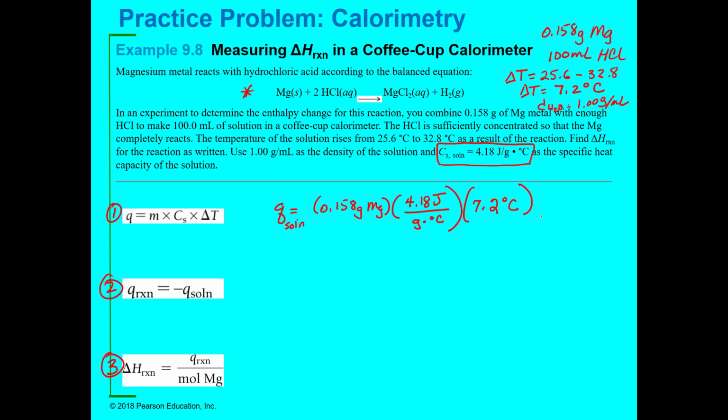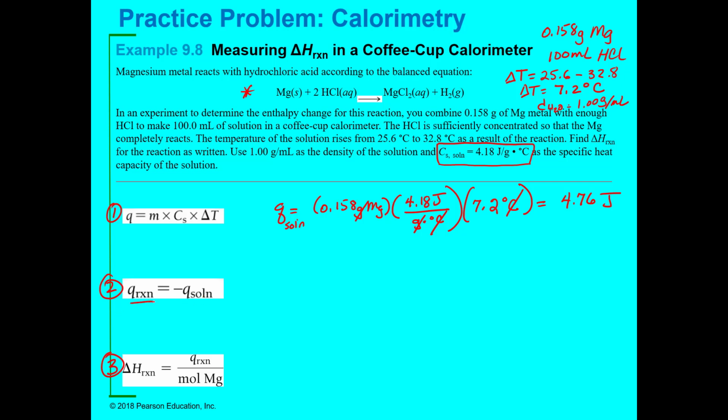All right, so in my dimensional analysis brain, I'm going to go back and say, okay, I got rid of grams and I got rid of degrees C, and I'm going to be left with joules. And so when I do the math there, I'm going to get 4.76 joules. And that's Q of the solution.